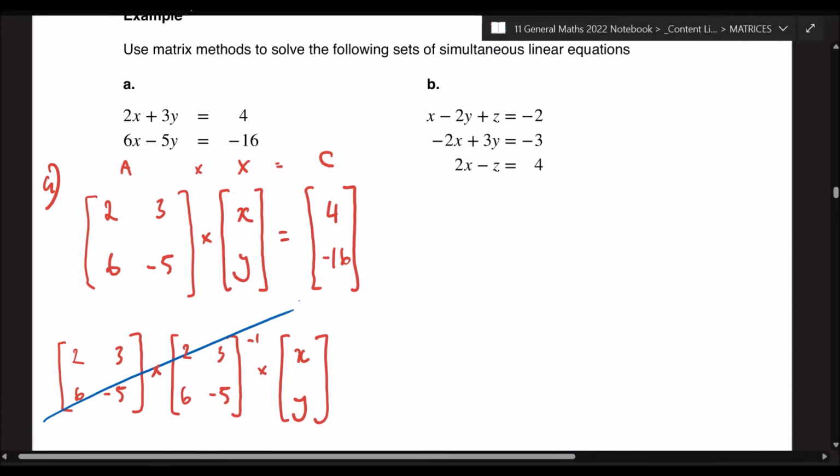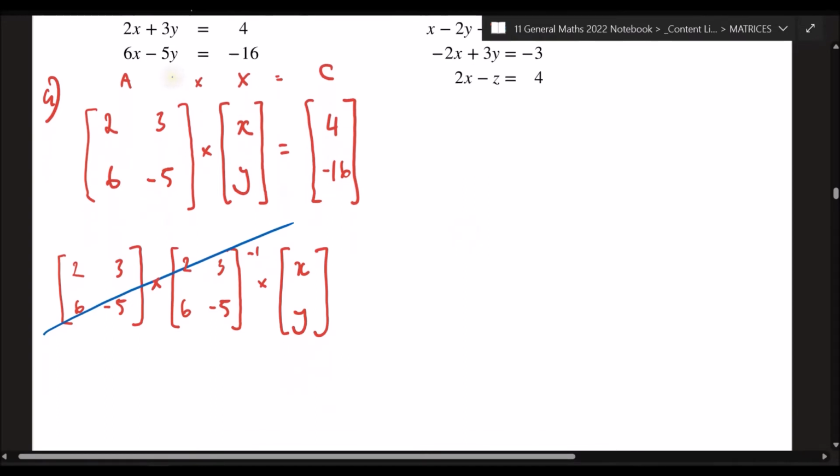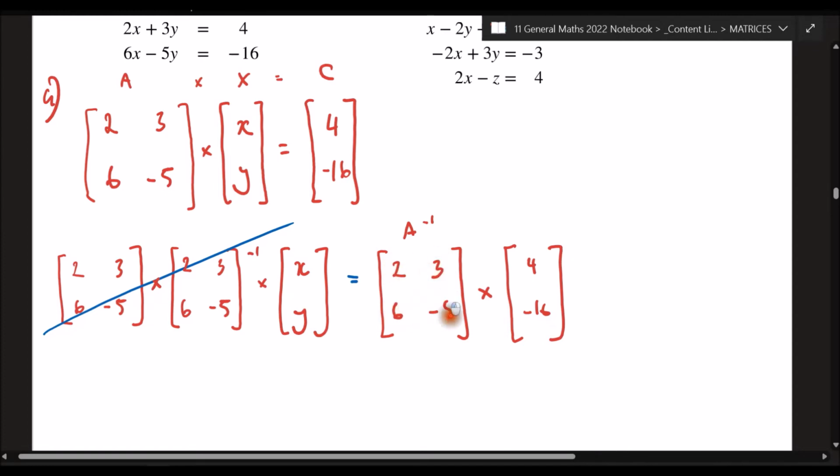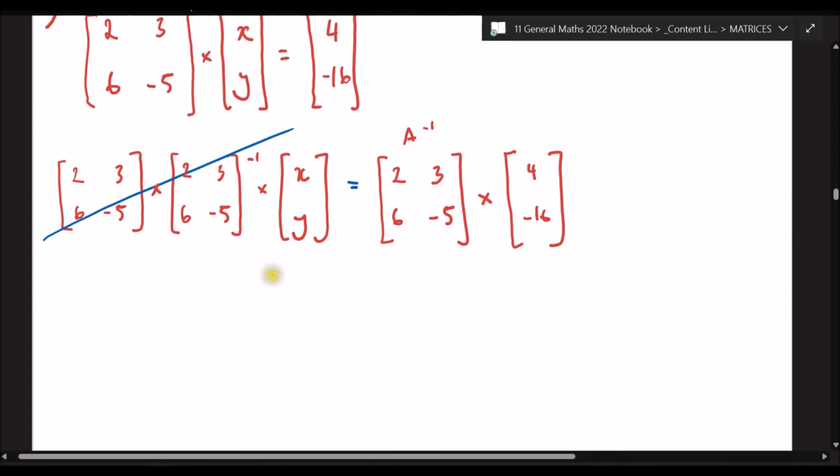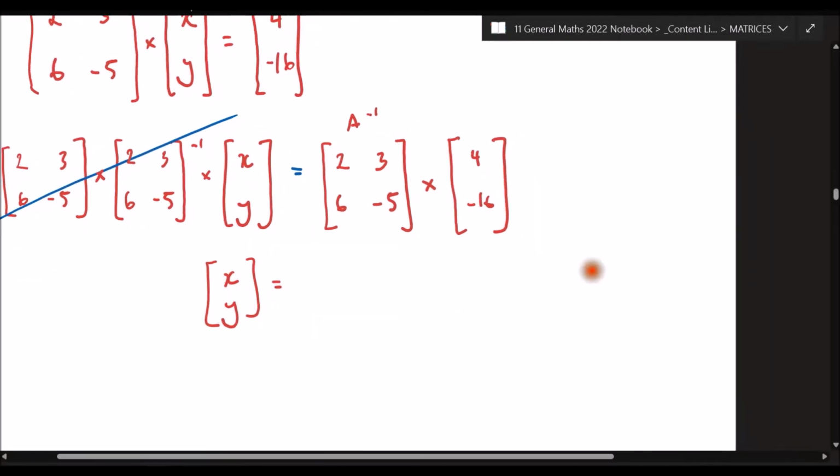And I've got to do the same on the other side. But remember, it's going to be pre-multiply. So that A inverse is going to be on the left-hand side. So on the other side, it's going to be A inverse multiplied by whatever the answer matrix was, which is 4 and -16. I don't have to calculate the inverse here. I can just literally write A inverse, and that will give me the value for that. So let's do this on a calculator.